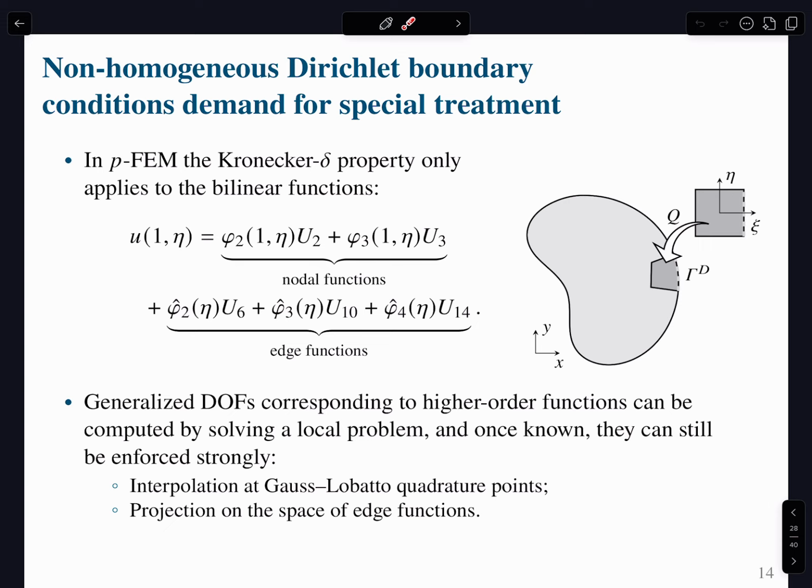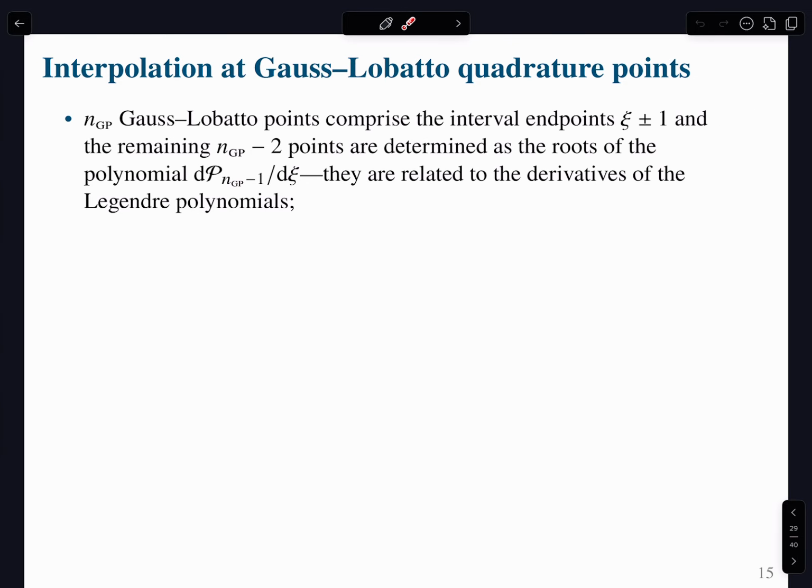And there are two ways to do this. One way is to interpolate at the so-called Gauss-Lobatto quadrature points. And there is another one that is basically just using the projection of the space on the space of edge functions. And we're going to look into these two ways to do this.